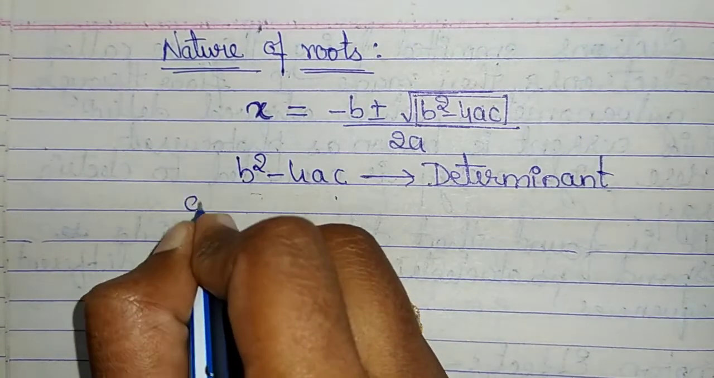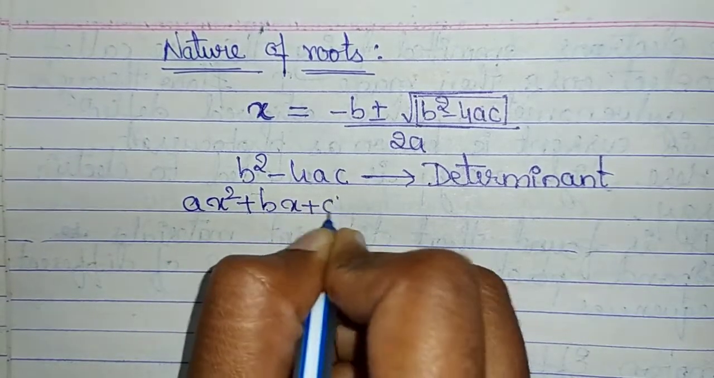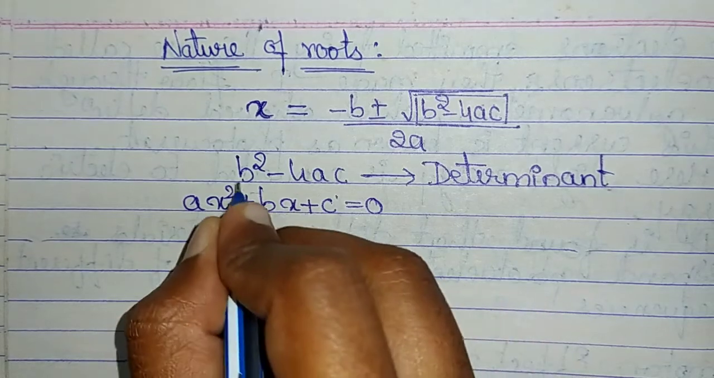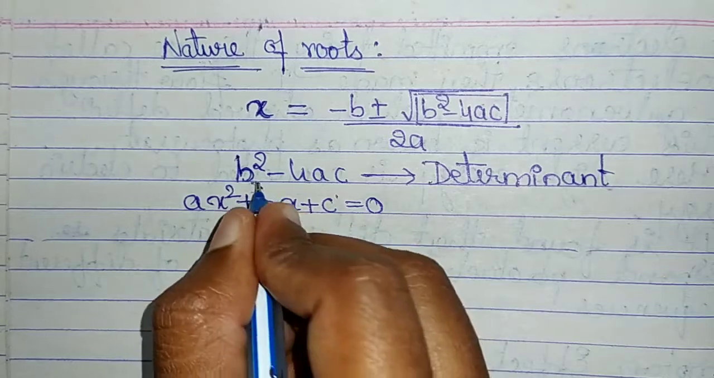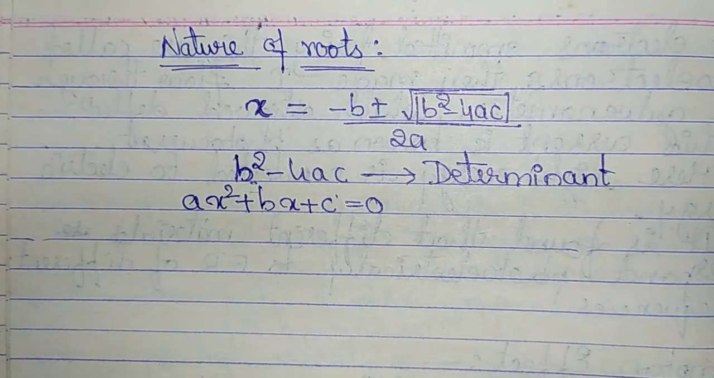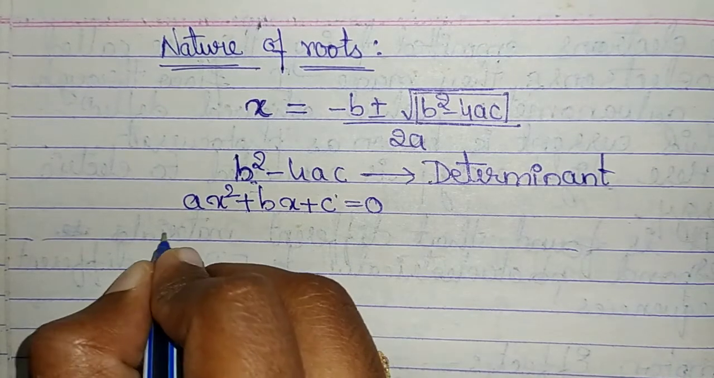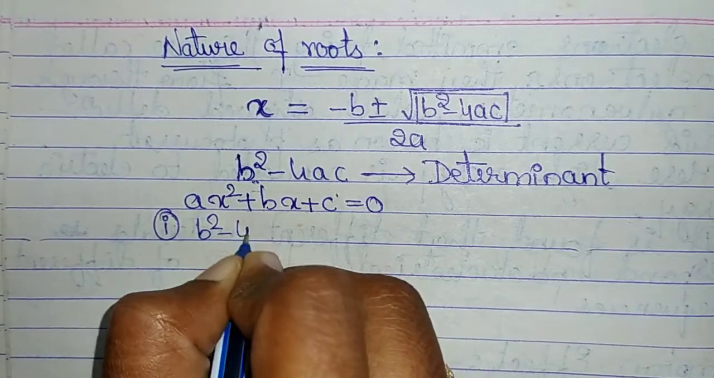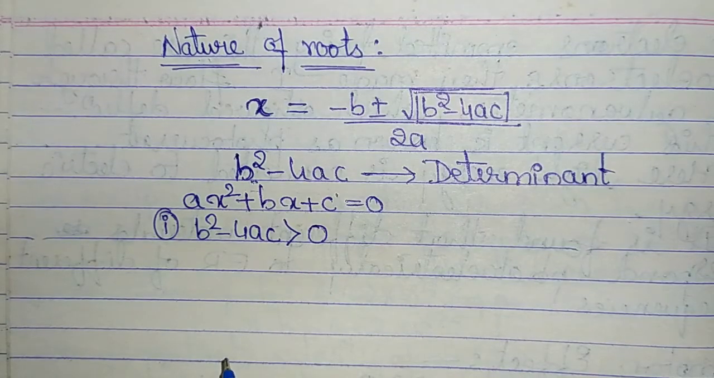For example, if ax square plus bx plus c is equal to 0 is our quadratic equation, then b square minus 4ac is its discriminant. Finding this discriminant will tell us what kind of roots our quadratic equation has. And in that we have three scenarios. The first one is when b square minus 4ac is greater than 0, or it is a positive number.